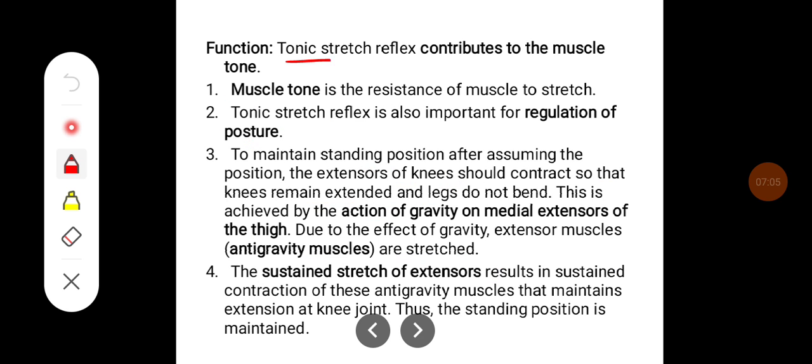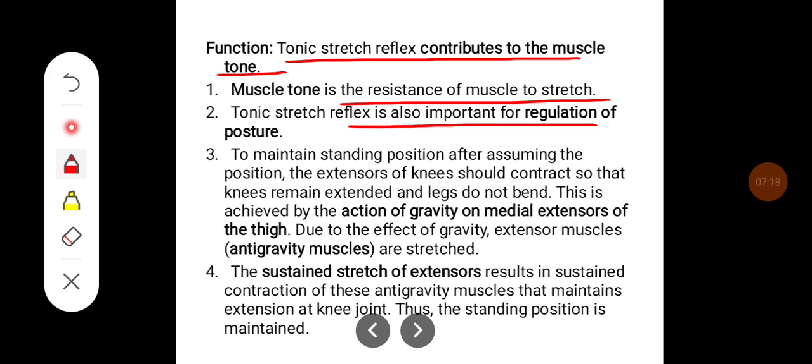The function of this tonic reflex is that it contributes to the muscle tone. Muscle tone is nothing but the resistance of a muscle to stretch, and the tonic reflex is also important for regulation of posture. To maintain standing position after assuming the position, the extensors of the knee should contract so that the knees remain extended and legs do not bend. This is achieved by the action of gravity on medial extensors of the thigh.